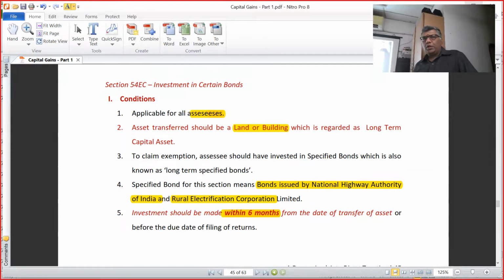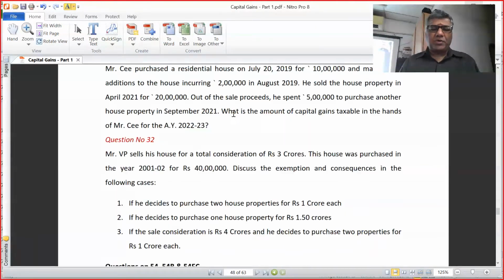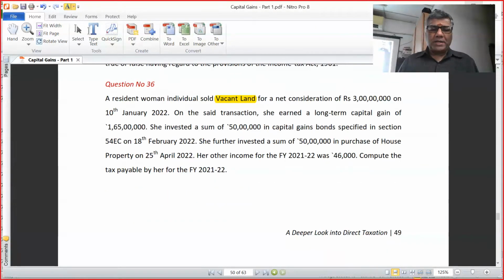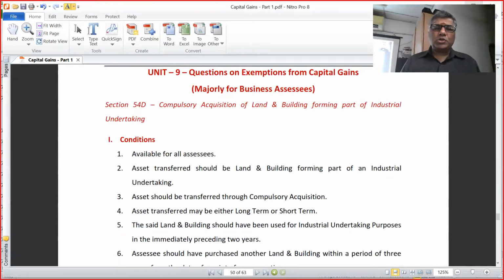Now, exclusively if you have income under PGBP, business assessees, what are the exemptions? Again, there are three exemptions apart from 54EC which they can claim: 54D, 54G and 54GA. G and GA are the same, with a minor difference of purpose. Otherwise, they are the same. So let us look at 54D.